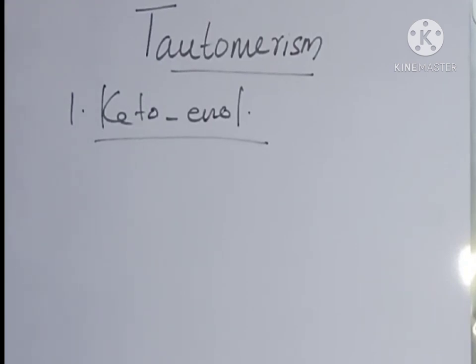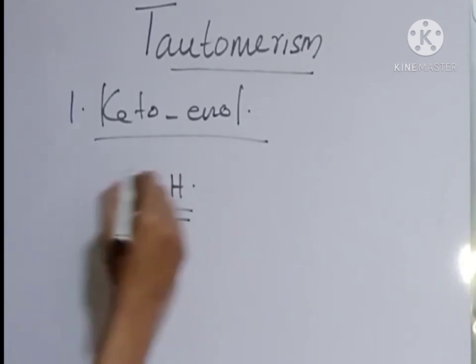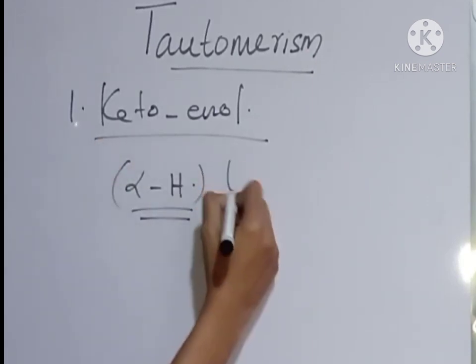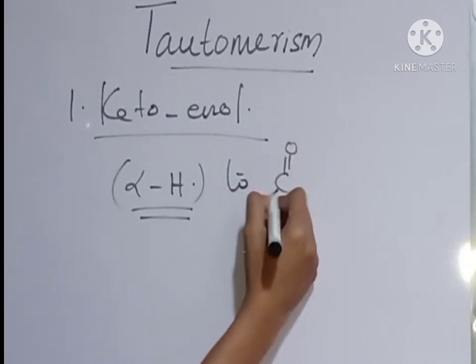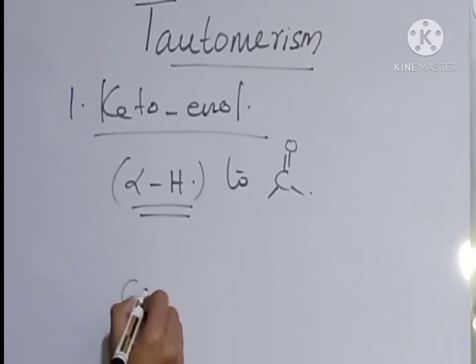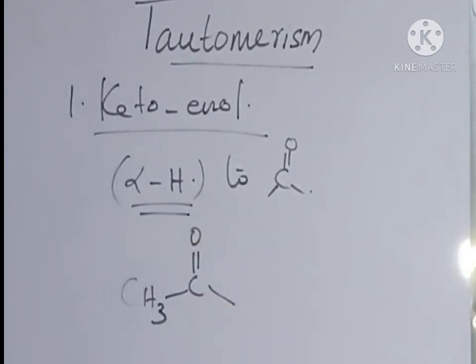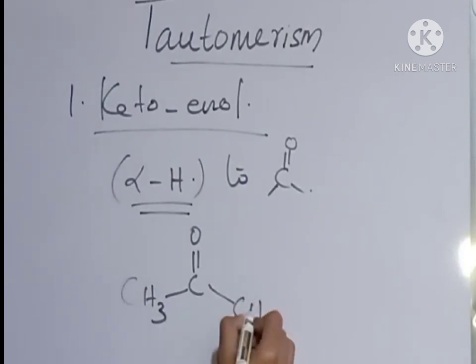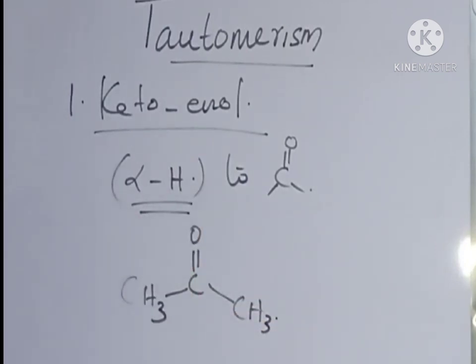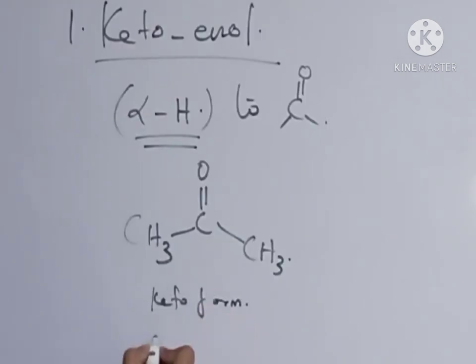Keto-enol tautomerism will happen only when the carbonyl group has an alpha hydrogen. That is, if the compound contains an alpha hydrogen to the carbonyl group, then only keto-enol tautomerism will occur. So let us look at an example. CH3COCH3. This is a keto form. This is acetone.